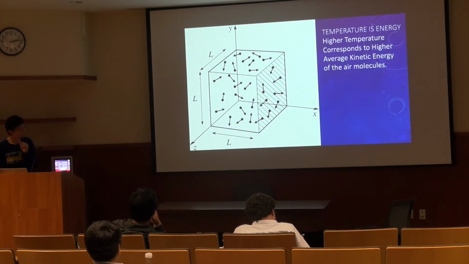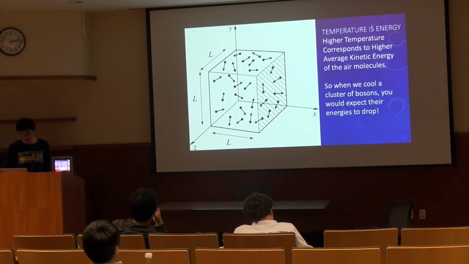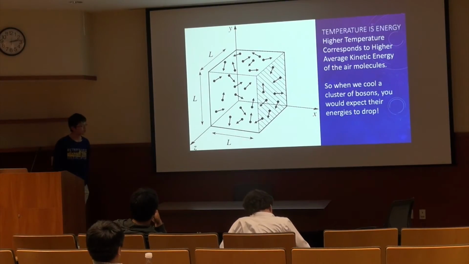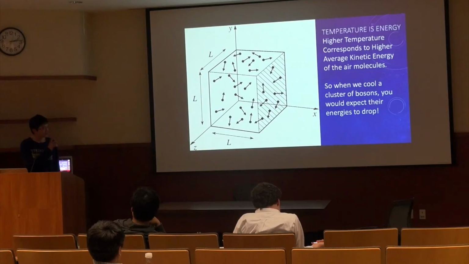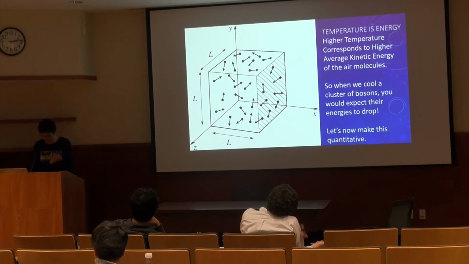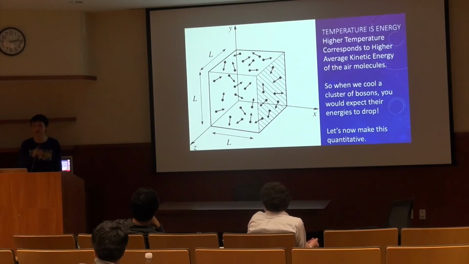In this model, the classical statistical mechanics model, higher temperature corresponds to higher average kinetic energy per molecule. So, as we said, if I cool down a cluster of bosons, notice it's bosons. If it's fermions, this is not going to be very useful. If it's a bunch of bosons, you would expect the energies to drop. But how do we know how low the energy actually drops? We know from quantum mechanics that there is a lower limit to the energy. Do you have a question, Anna?